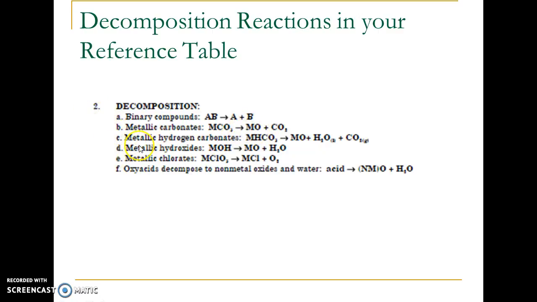2C is a metallic hydrogen carbonate. Here's the formula for a metallic hydrogen carbonate. M can be any metal in the periodic table, hydrogen, and carbonate. It is going to decompose into a metal oxide. Again, check your charges to make sure they balance out to equal 0.